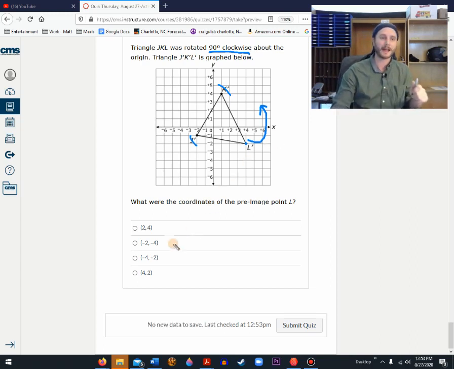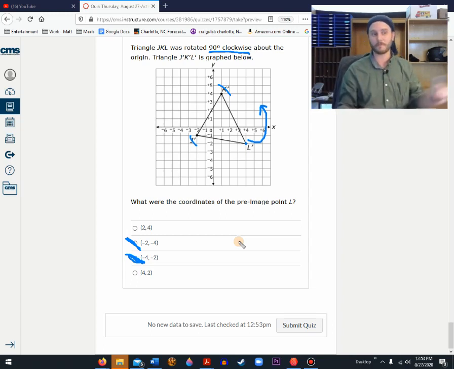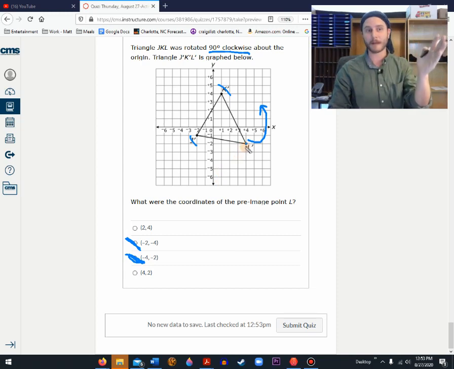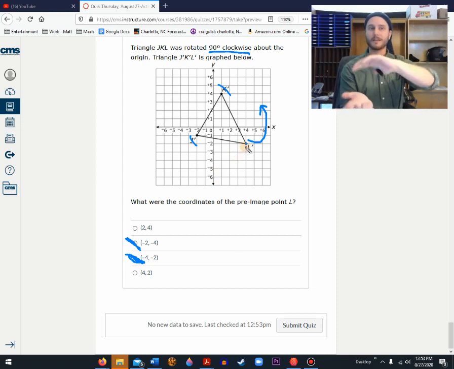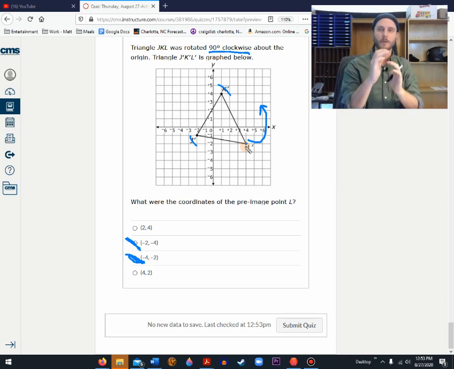So right away, these two down here are not the correct answer. These are what happened if you got ahead of yourself and didn't pay attention to those prime symbols. So we have to consider, okay, let's check our notes: what happens when you rotate 90 degrees counterclockwise?